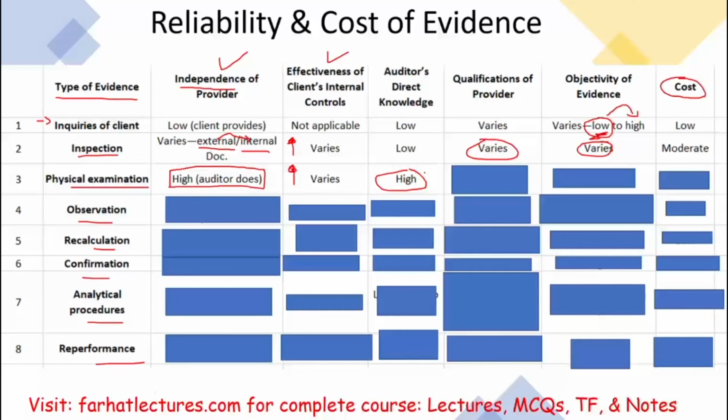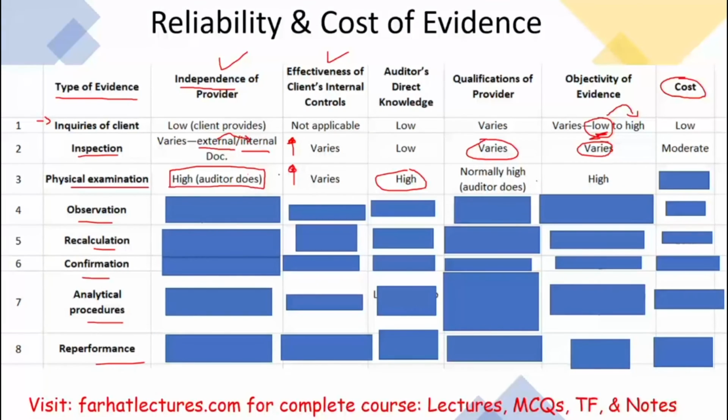Otherwise, if we are not expert, let's assume we are inspecting gold, well, we might have to bring an expert. So in other words, we always assume the auditor's direct knowledge is high, because when we are physically examining something, we are giving assurance to ourselves. So we have to be very careful. The qualification of the provider also has to be high. Again, usually the auditor is performing, therefore the qualification is high, or an expert. The objectivity of evidence is also high, assuming you know what you are talking about, then it's high.